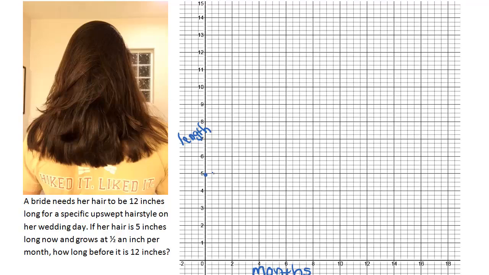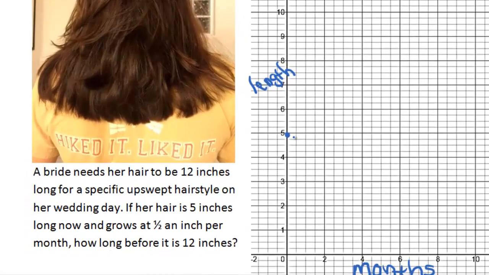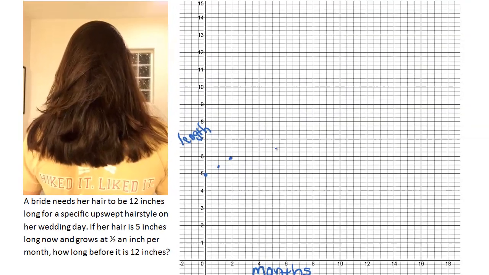How long is her hair at the beginning? 5 inches. And it's growing at a rate of 1/2 an inch per month. So after 1 month, it will be 1/2 an inch longer. After 2 months, it will be a full inch longer, and so forth. So we're trying to determine after how many months it will be 12 inches long. So let's put this into an equation and solve it. Our slope-intercept form of our equation is y = mx + b.